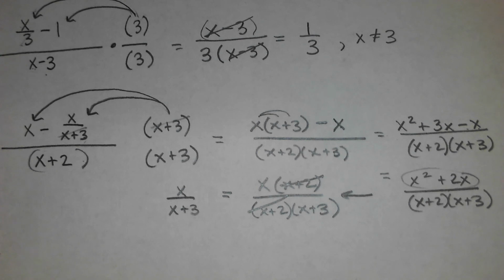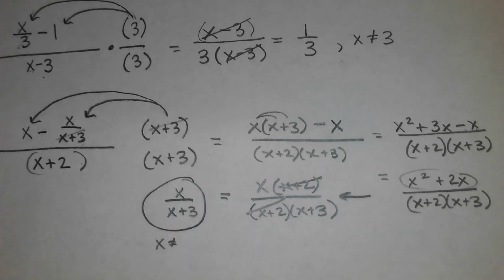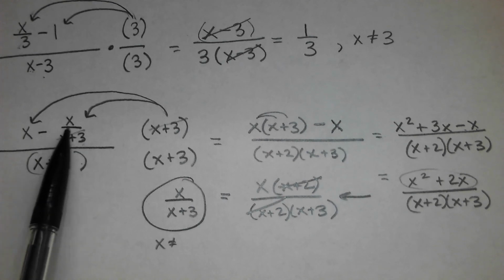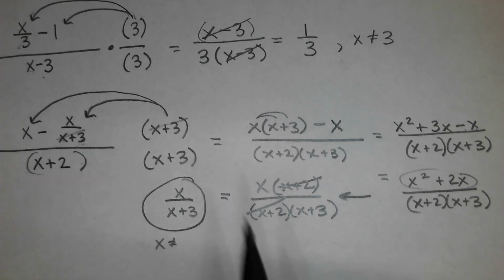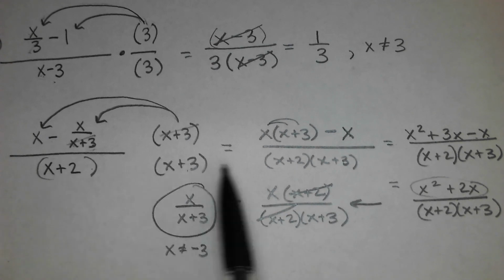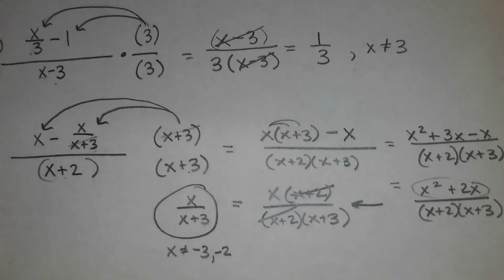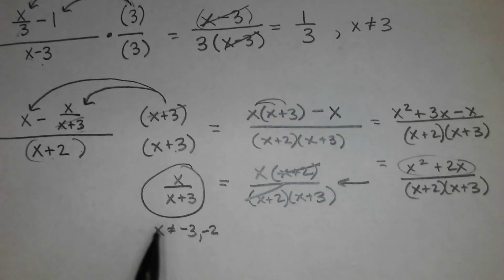And some of our values to be excluded, x cannot equal, again, anything that would have zeroed out a denominator. So this mini denominator would have been zeroed out if x was negative 3, so we can't have that. And the overall denominator would have been zeroed out if x was negative 2 or if x was negative 3. We don't need to list negative 3 twice. So that would be your final answer for 61. And again, let me just check it quickly to make sure. x over x plus 3, x cannot equal negative 2 or negative 3.